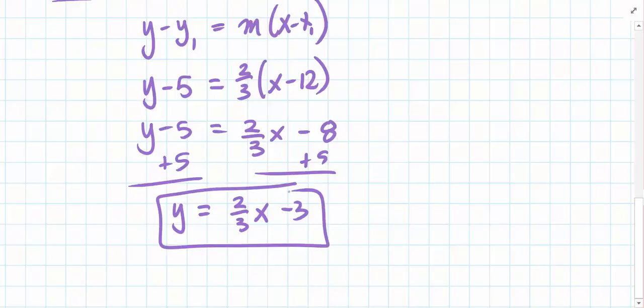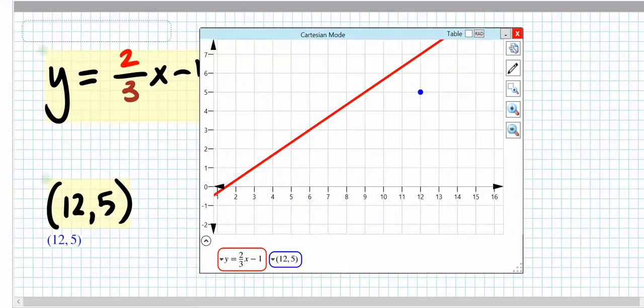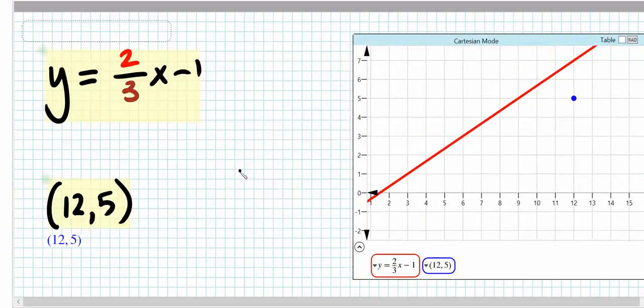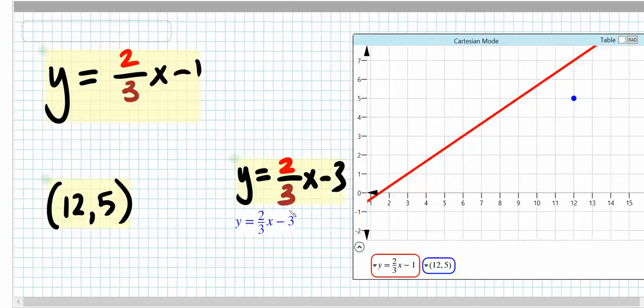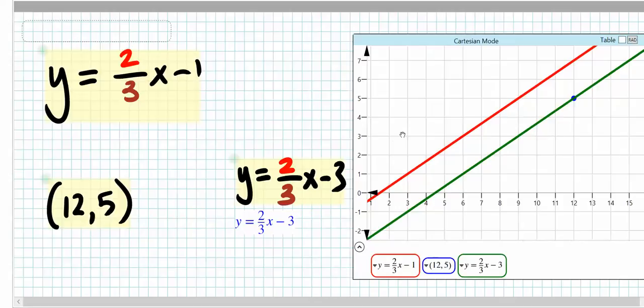So let's go back over to our little graph here and investigate. We have y is equal to 2/3 x minus 3. So if I take this information, I put it on the graph, there we go. Did we come up with a new line that is parallel to our red one and goes through our blue dot? Yes, it sure does, right?